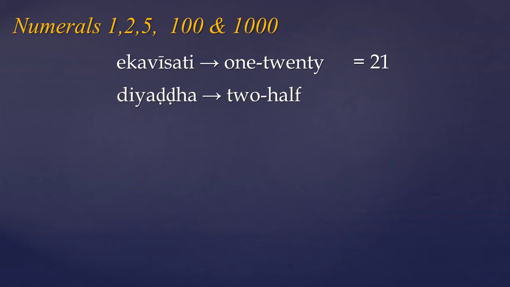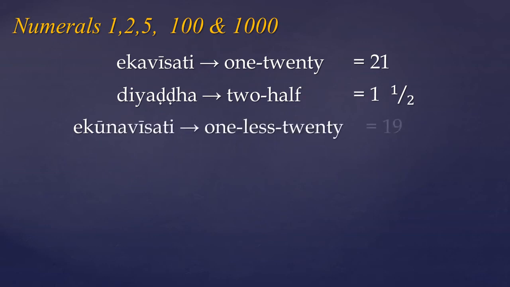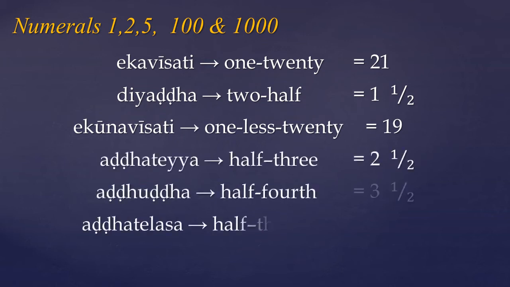When addha is compounded with another number, it usually means minus a half. So diaddha is literally 2 minus a half, or 1.5. Sometimes this is explicit, as in ekunavisati, which is literally 1 less 20, or 19. But more often not. Anyway, let's return to Warder.